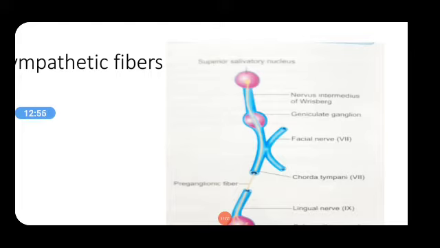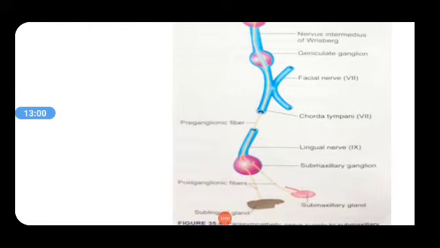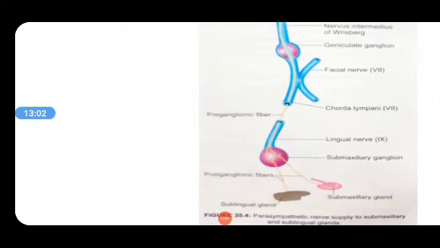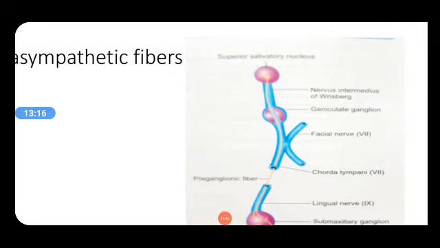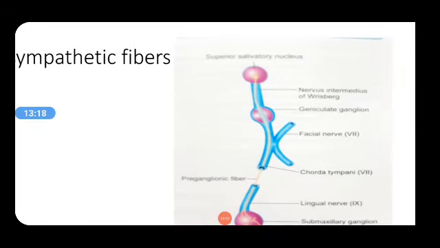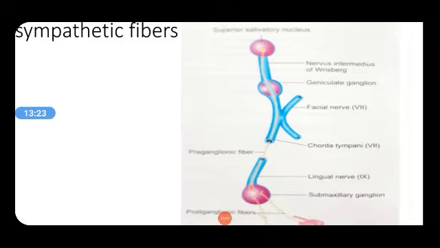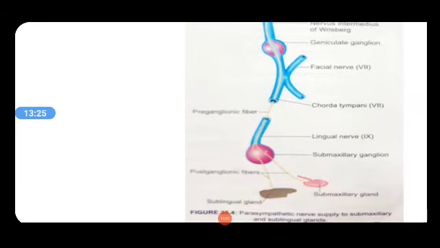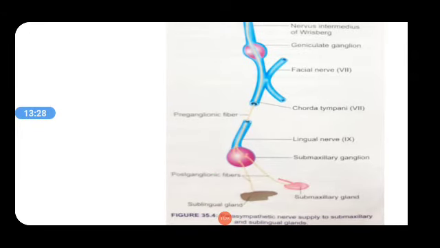Okay, after reaching the submandibular ganglion, what happens? It reaches there, then the postganglion arises. The postganglionic fibers arise from this ganglion and supply the submaxillary and the sublingual gland. So what are the preganglionic fibers? That is the nervus intermedius of Wrisberg, then geniculate ganglion, then chorda tympani and lingual nerve. These are the preganglionic fibers.